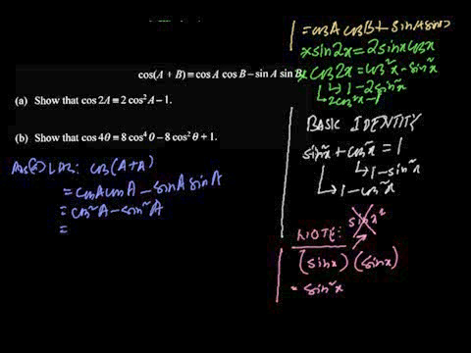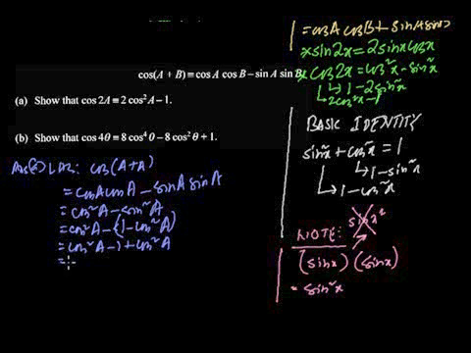So we know that instead of sin squared we can write 1 minus cos squared, so I can write cos squared A minus (1 minus cos squared A). If I remove the bracket, cos squared A minus 1 plus cos squared A, this is going to be 2 cos squared A minus 1. So therefore the left hand side is equal to the right hand side, and it has been proved, QED.